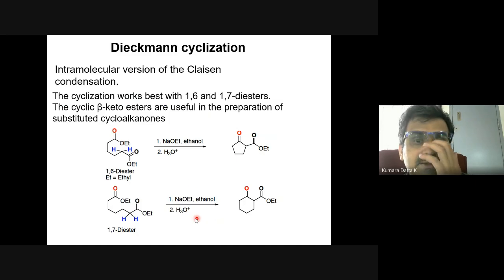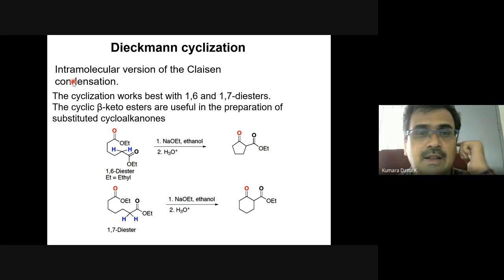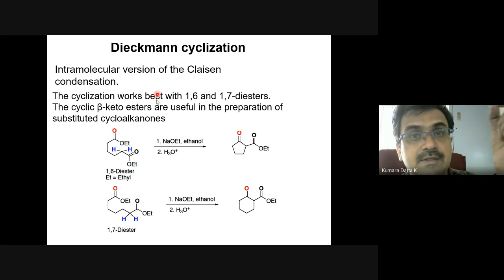How to summarize this? Dieckmann condensation is the intramolecular version of Claisen condensation. In the case of Claisen condensation, it is two different molecules. In the case of Dieckmann condensation, it is within the same molecule, so it is the intramolecular version. This generally works well with 1,6 diesters or 1,7 diesters.